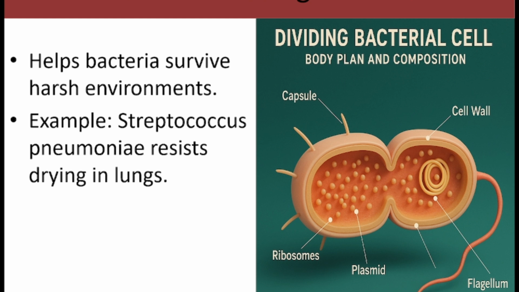Then it also helps the organism to interact with the host. Because the wall is located externally, this is where communication happens. The cell wall is the structure by which the bacteria communicates with its host and the host environment.